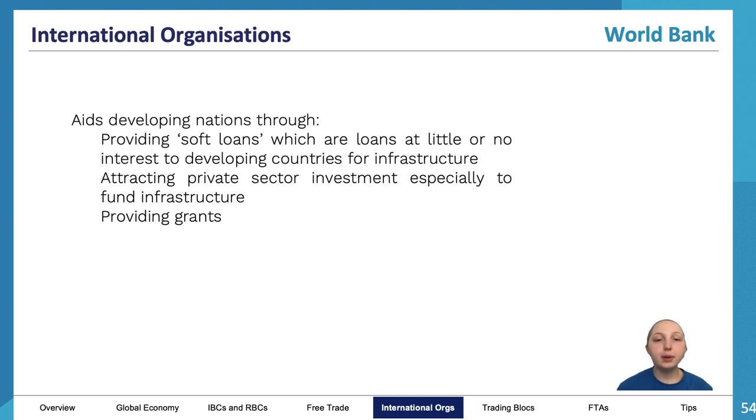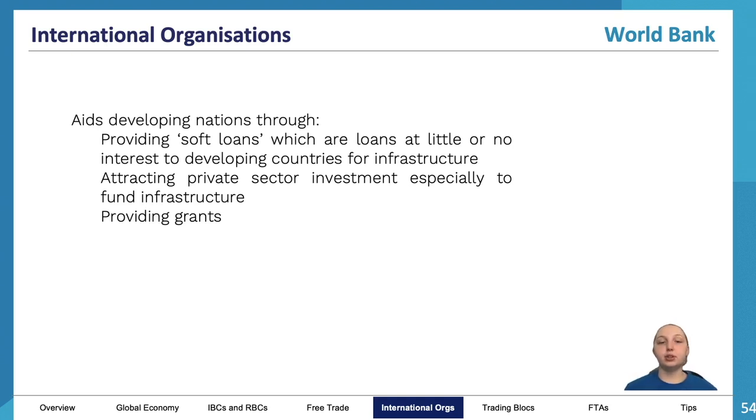So the World Bank aids developing nations by providing soft loans, which are essentially loans at little or no interest to developing countries for infrastructure, attracting private sector investment, especially to fund infrastructure, and providing grants as well.